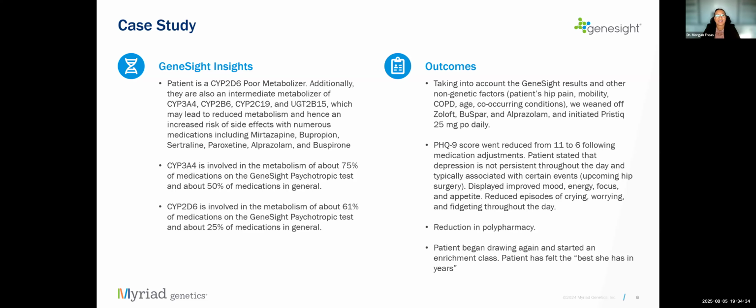Wow, I love that. Oh, that's such a great patient case. Thank you so much for sharing that. I'm going to go ahead and stop sharing these slides. So I'm sure our audience is curious, what does a test like this cost for this patient population? So Dr. Brown, could you share how you discuss the cost with this patient population when you offer GeneSight?